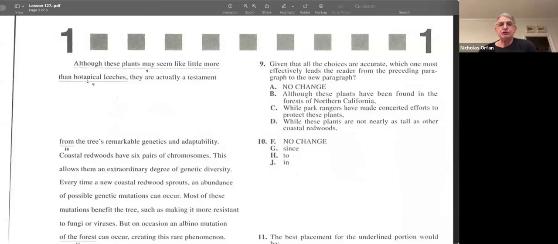So this is a nice transition from the previous paragraph, which talks about latching on and feeding off of another tree. They're not just parasites, they're a testament to the tree's remarkable genetics. So the right answer here is no change, A, to 9. And for 10, the right answer is 2. It's a testament to the tree's remarkable genetics and adaptability. So 10 would then be H.